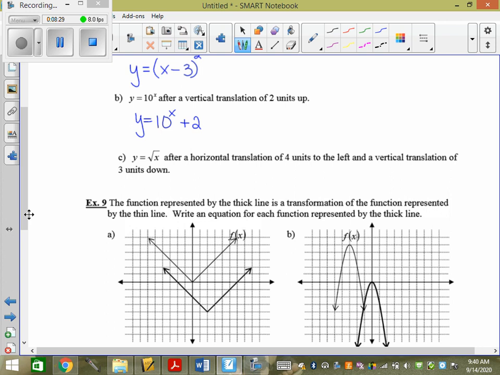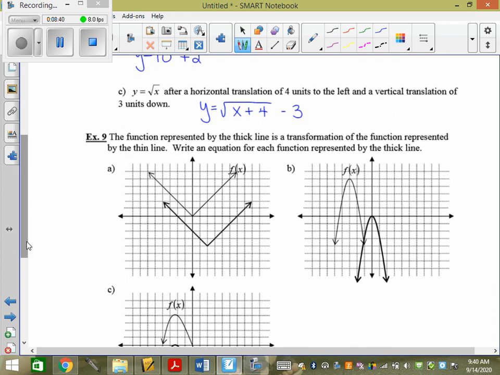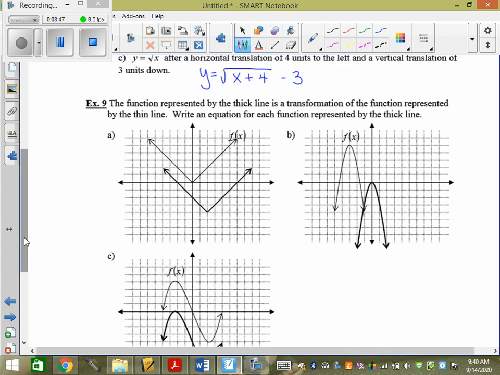All right, horizontal translation, 4 units left. So we're going to get x plus 4, and then 3 down. Now these ones are easy because right now we can only move left and right, up and down, right? Where we're going to add a whole bunch more to it later. So we'll enjoy these while we can.